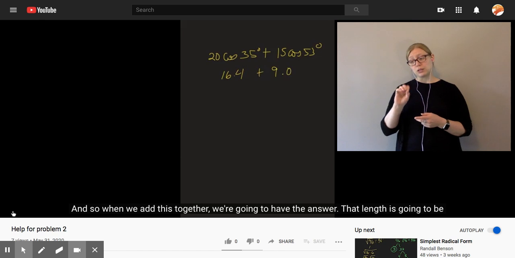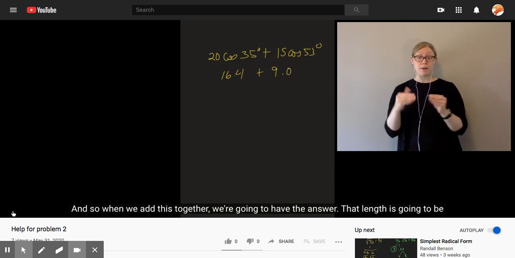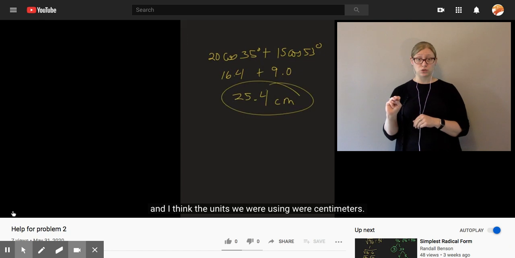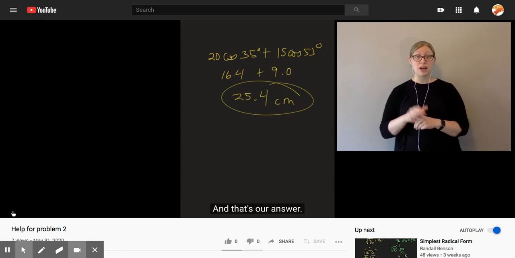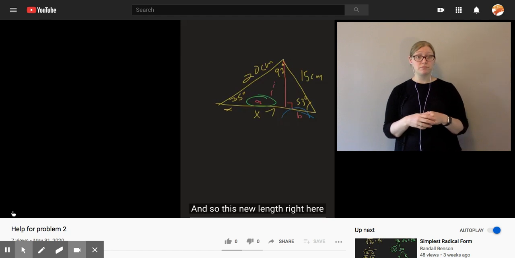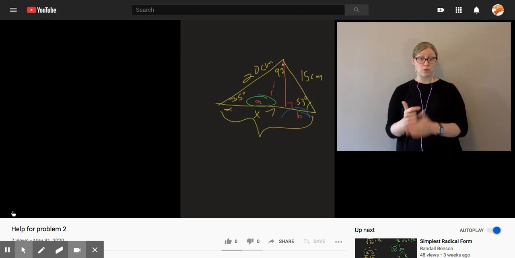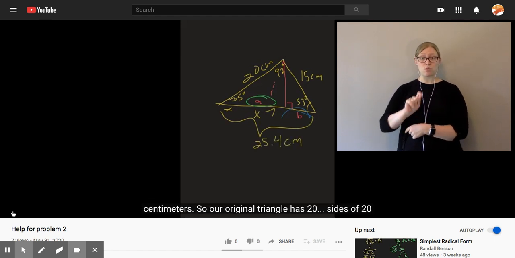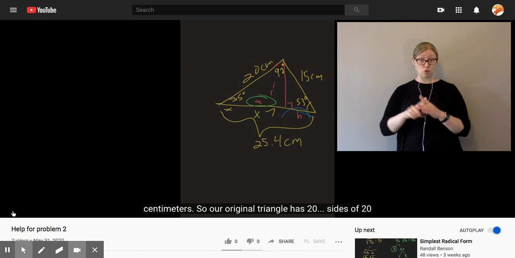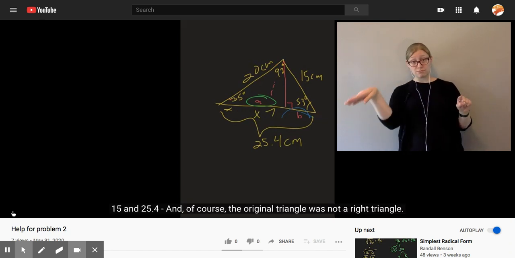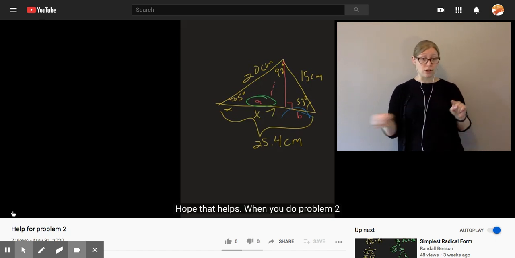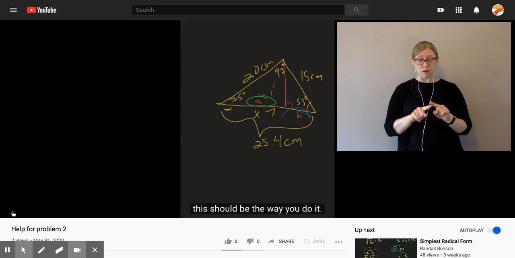And so when we add this together, the length is going to be 25.4, and I think the units we were using were centimeters. And that's our answer. So our original triangle has sides of 20, 15, and 25.4. And of course, the original triangle was not a right triangle. Hope that helps. When you do problem 2, this should be the way you do it.